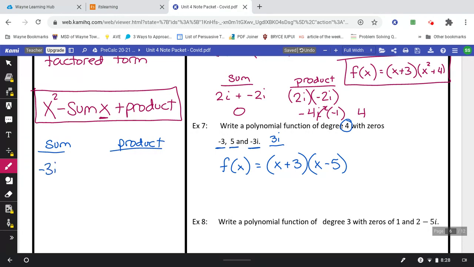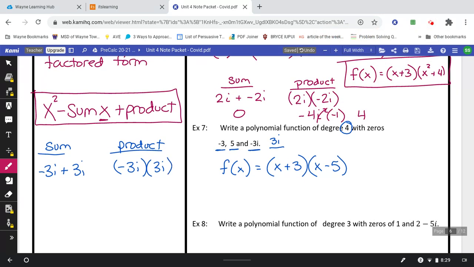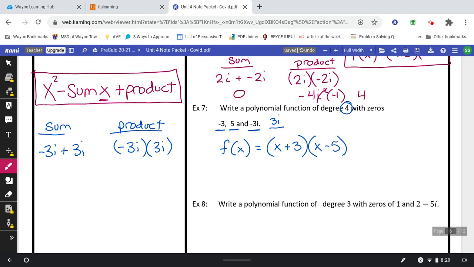You're going to do negative 3i plus 3i. You're going to do negative 3i times 3i. These add together to make 0 again. And no, it doesn't always give me 0. We're going to see that on example number 8. Multiply these together. Negative 9i squared. I squared becomes negative 1. And that becomes positive 9.